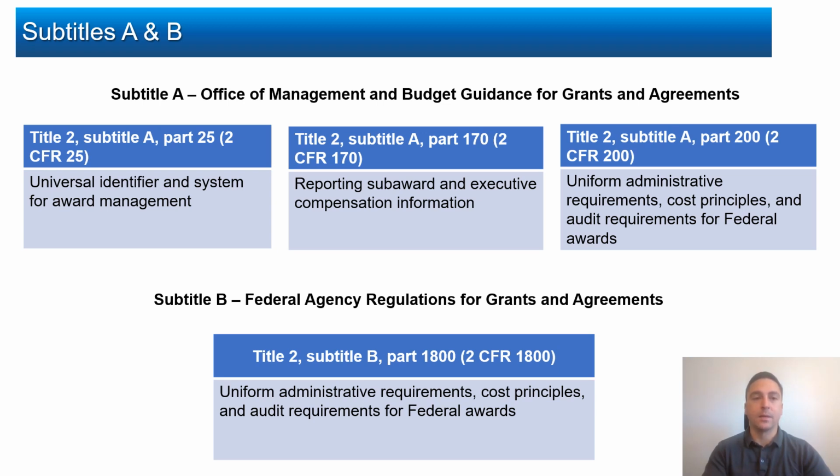Subtitle B contains regulations that have been developed by 32 different grant-making federal agencies and departments. This course will focus on one part in Subtitle B that NASA developed, namely 2 CFR Part 1800, which is titled Uniform Administrative Requirements, Cost Principles, and Audit Requirements for Federal Awards. We'll discuss each one of those parts more in depth on the forthcoming slides.